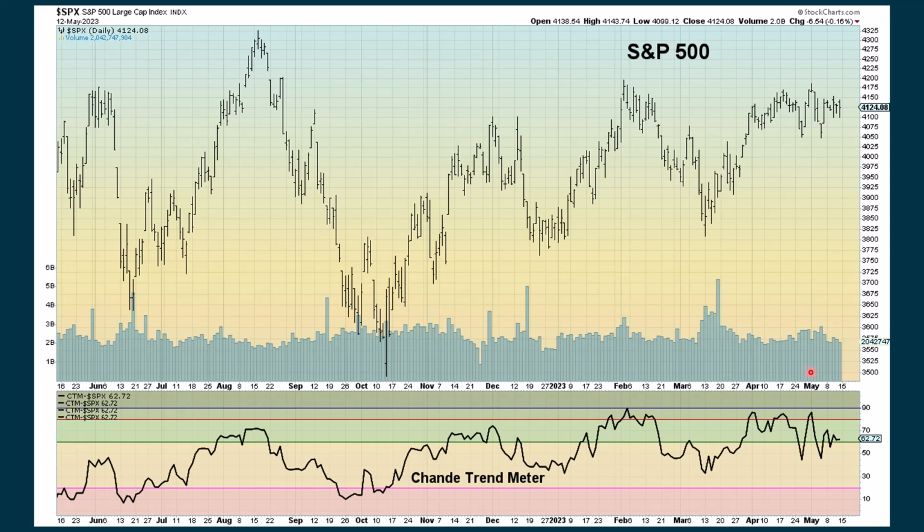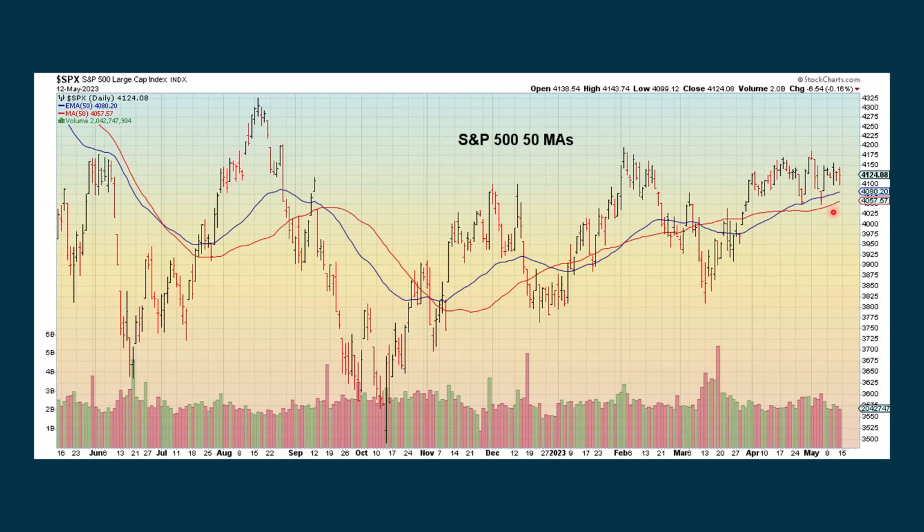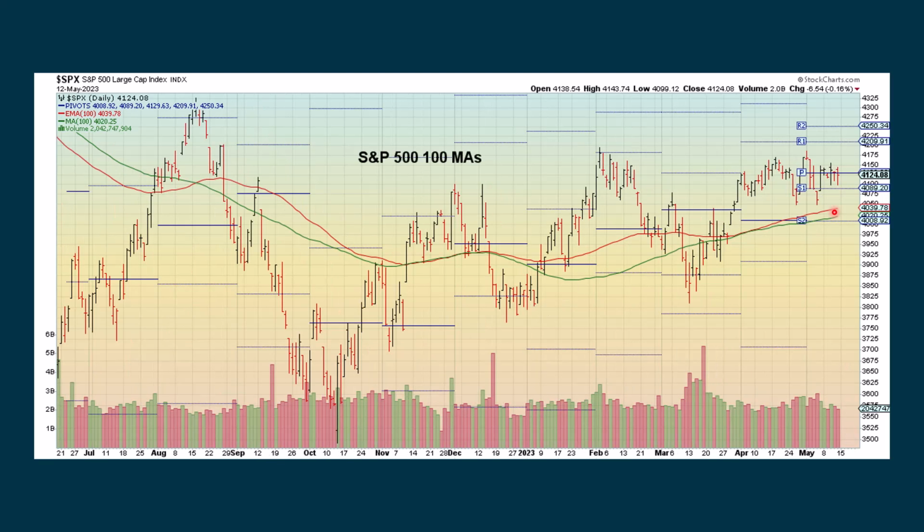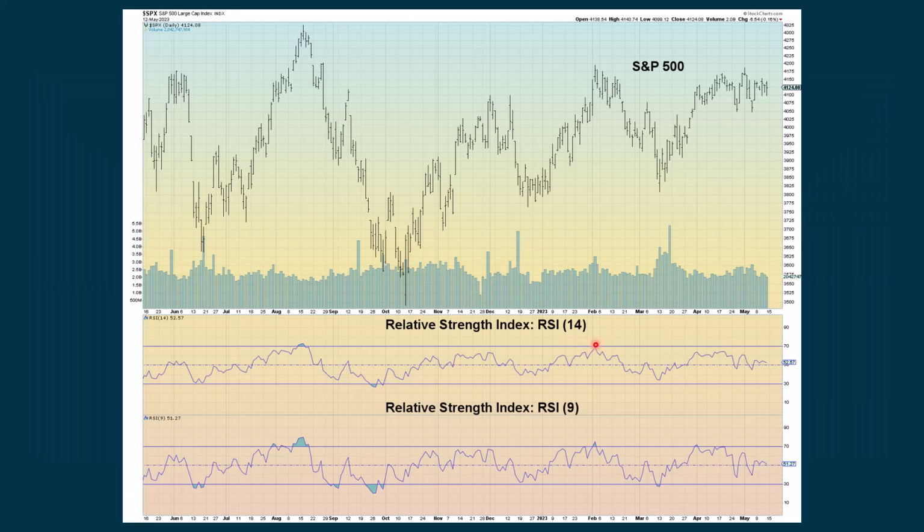The Sean trend meter, we're not really trending, so it's been chopping around more or less sideways. And we're well above the 50-period moving average, as well as the 100 period moving average. The RSI based on 14 periods and 9 periods are just about at the midpoint. We're slightly above 50 on both, so that's a little bit positive, but we are turning down.